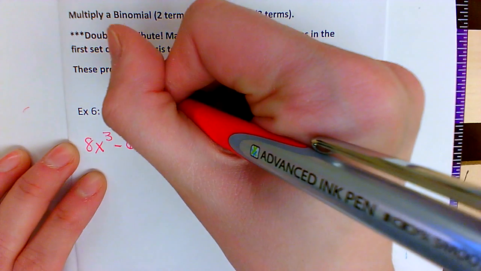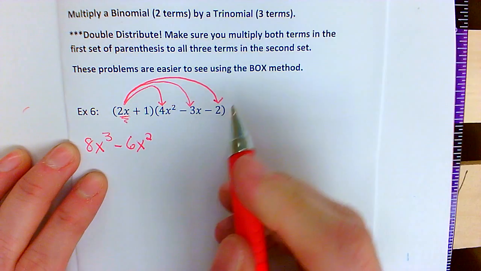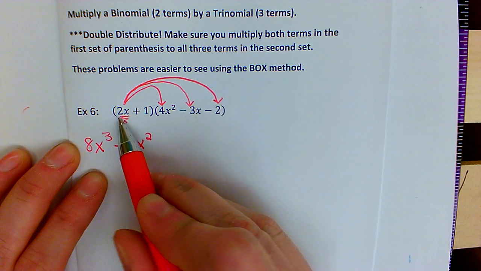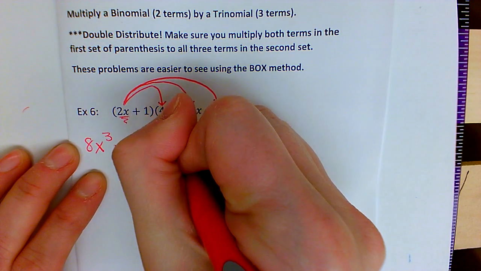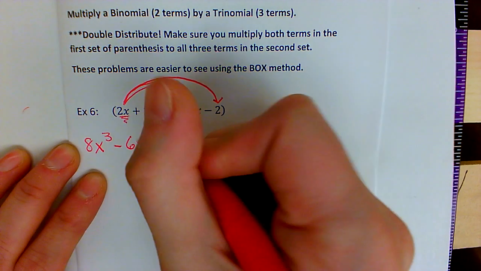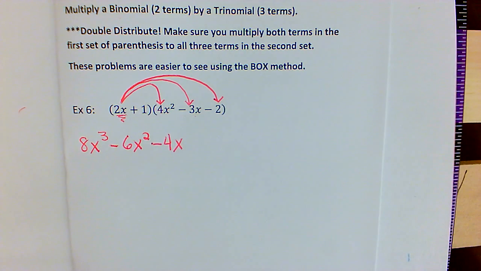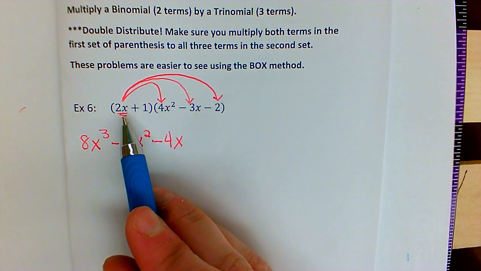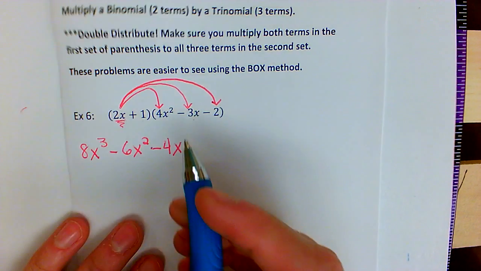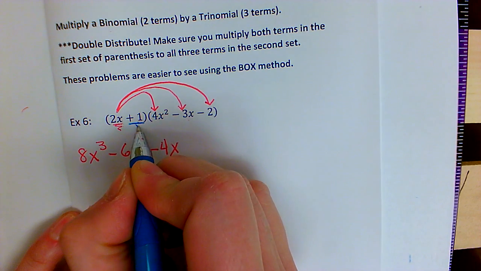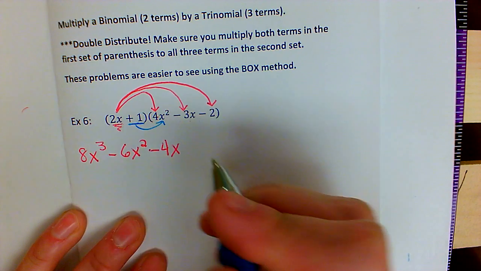The next one, I'm multiplying 2x times that negative 2 all the way over there. 2 times negative 2 gives me a negative 4, and I did have an x right here, so I need to make sure that I bring that one down as well. So that took care of distributing the 2x. Now I've got to deal with the positive 1, and I have to do the same thing. Multiply it to all three terms.